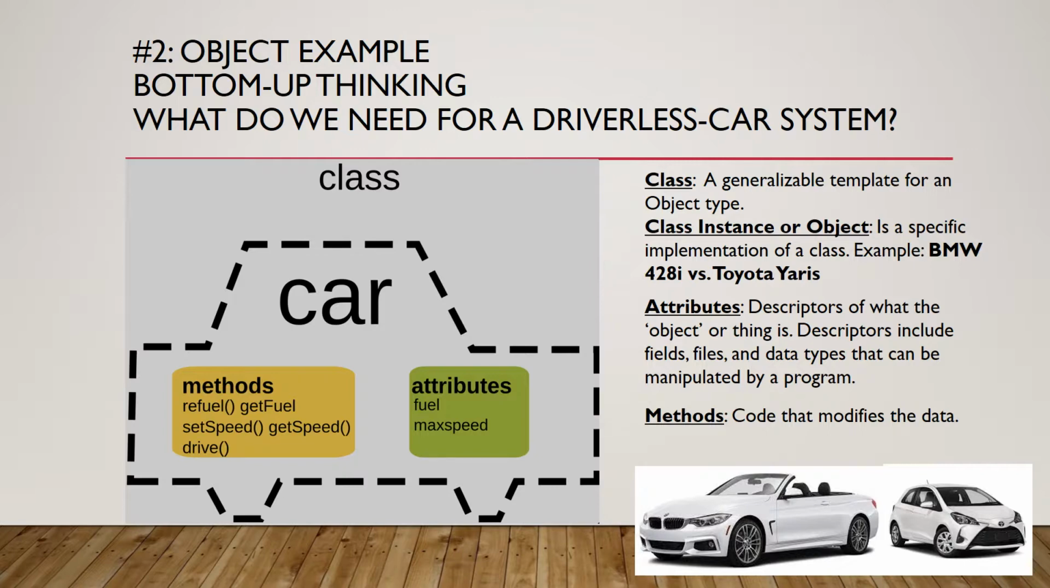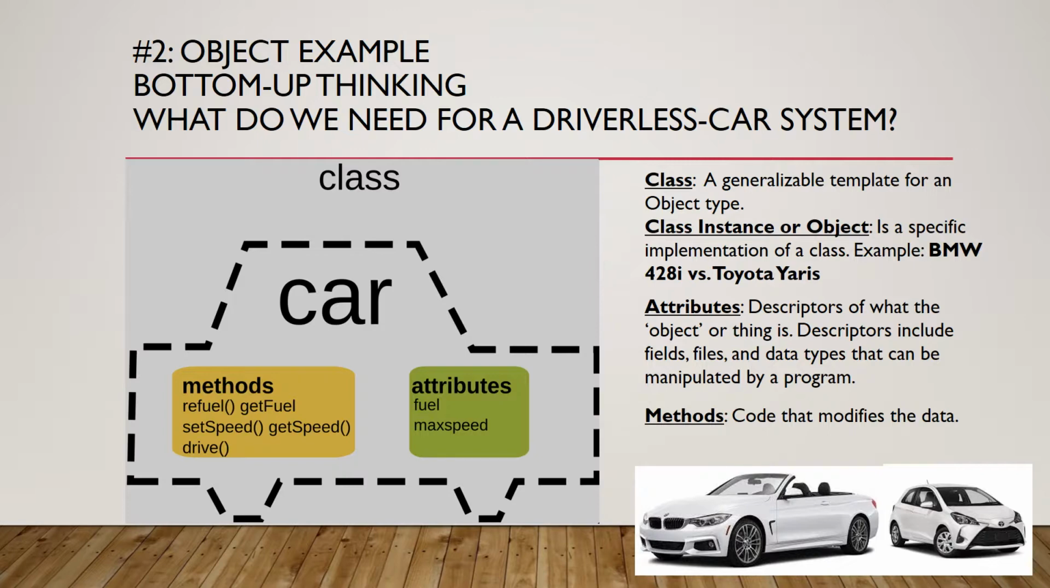Whereas I suspect the BMW has a larger fuel capacity, so the attributes or the data related to that BMW, the fuel capacity would be perhaps 14 or 15 gallons. So here in the car class, we have the methods, which are the programming, and the attributes, which is the data, and they're isolated within the class. The methods perform an action against the attributes.